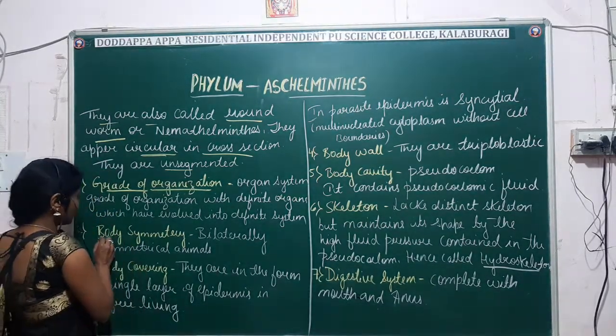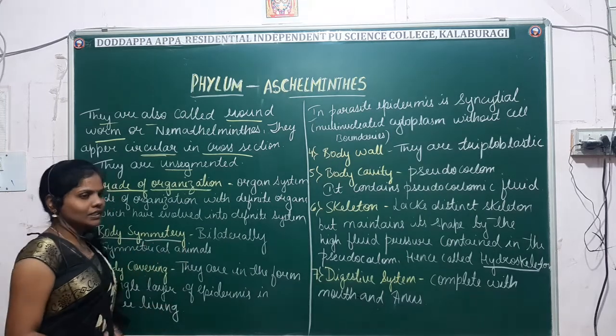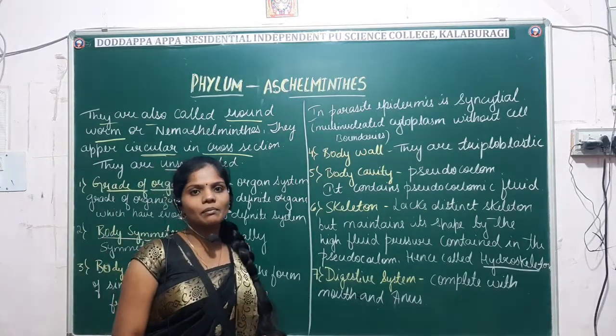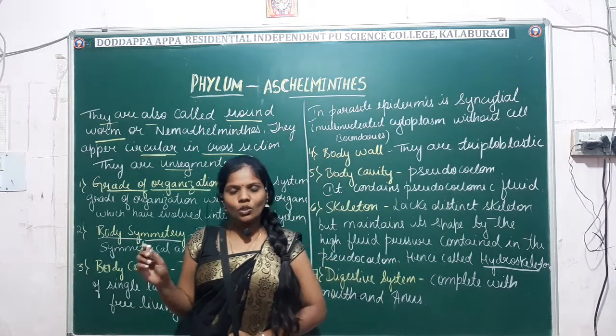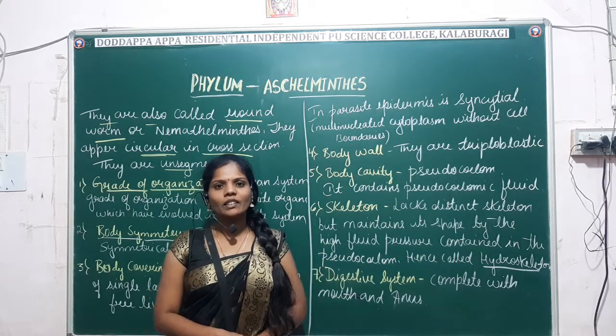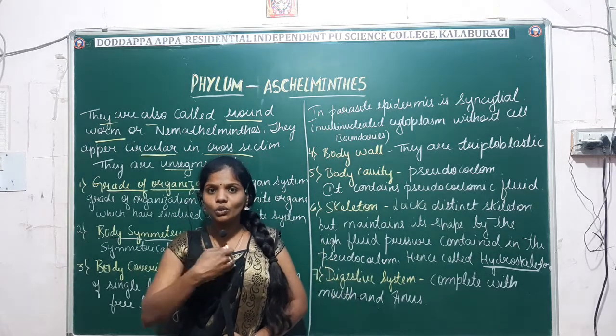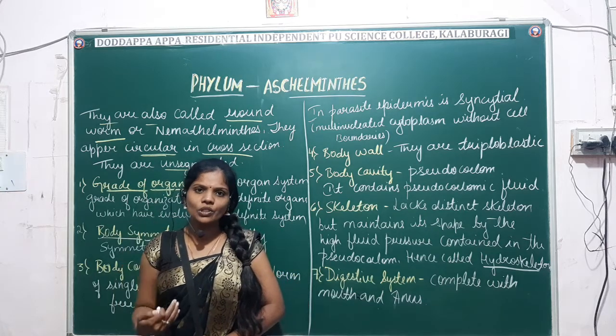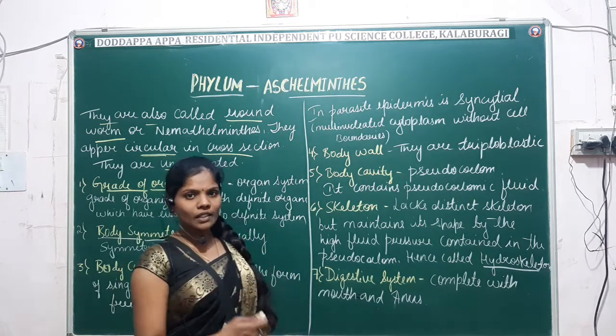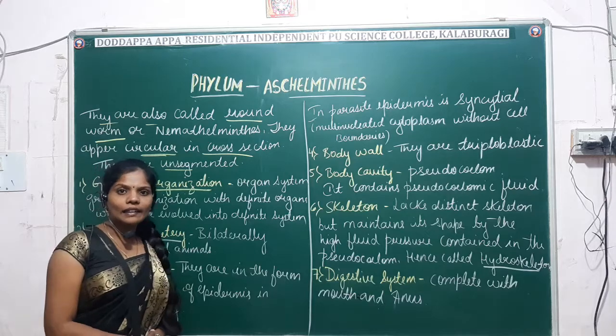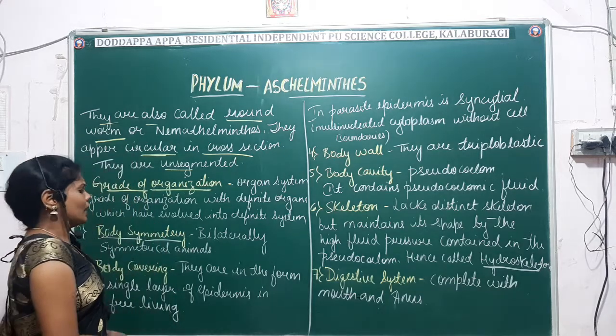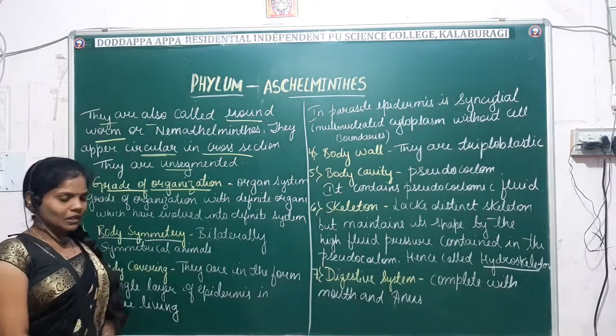Next comes the symmetry. What type of symmetry do Aschelminthes exhibit? They exhibit bilateral symmetry. You already know that bilateral means the body can be cut into two equal halves along the anterior to posterior axis. So Aschelminthes are bilaterally symmetrical animals.